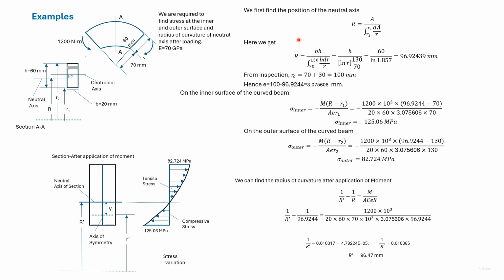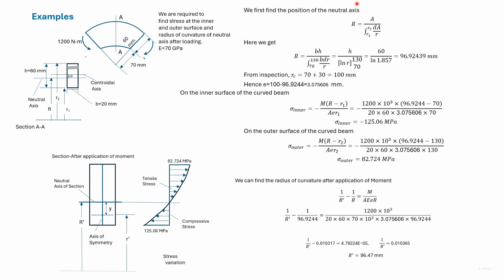By inspection, we can obtain rc, which is r1 plus half the height. e is rc minus r. Earlier we found that the stress can be given by this expression. If the moment increases the curvature, then the moment is considered positive. So it is positive here.